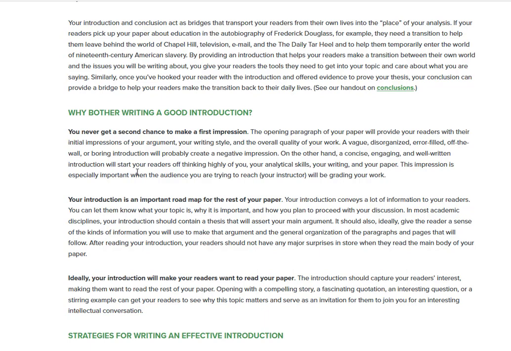Ideally, your introduction will make your readers want to read your paper. The introduction should capture your readers' interest, making them want to read the rest of your paper. Opening with a compelling hook. So now they're talking mainly about a hook. So how could you write a hook? The first sentence of an introduction is a hook, and that's where you hook the reader into your paper.